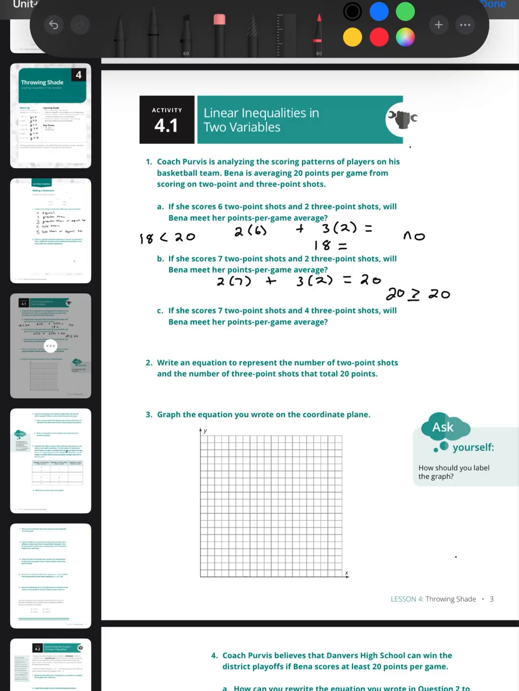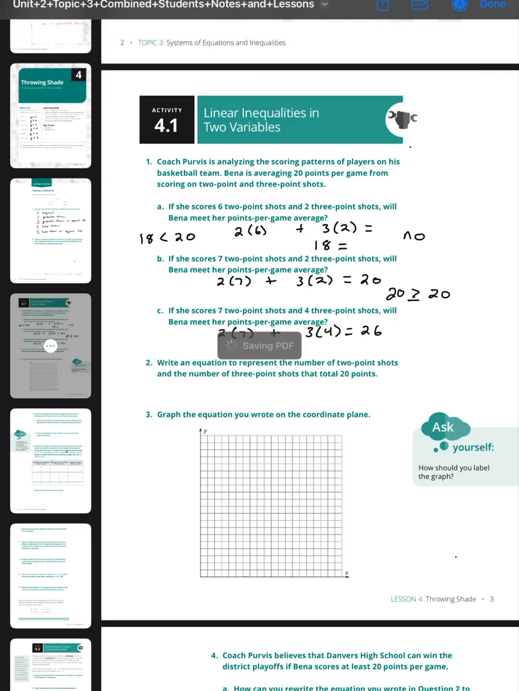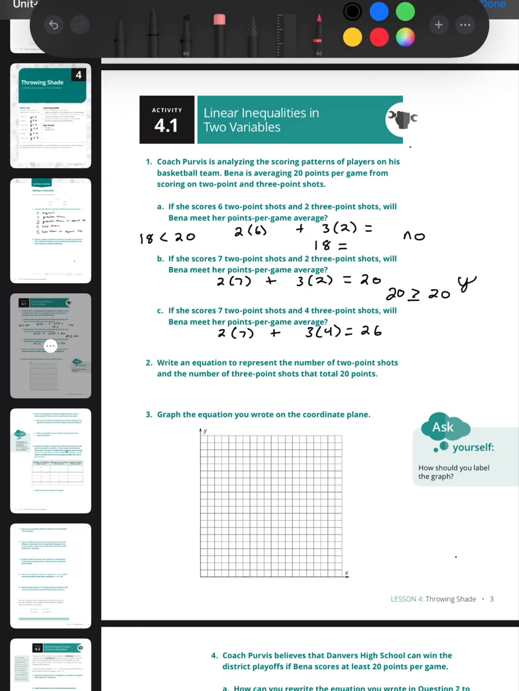Okay, C, 7 2-point shots and 4 3-point shots. Well, if we simplify that one, we're going to get 26. So that was a yes also. I forgot to write yes with this one up here. So yes, she did meet the scoring average of 20 because 26 is greater than 20.